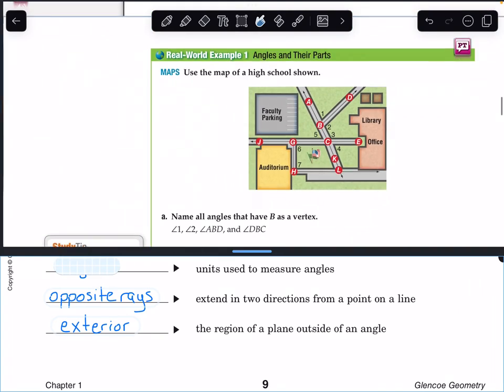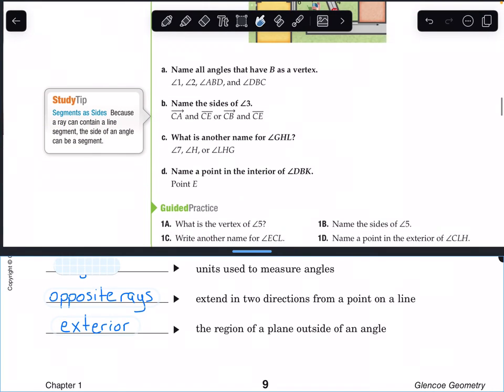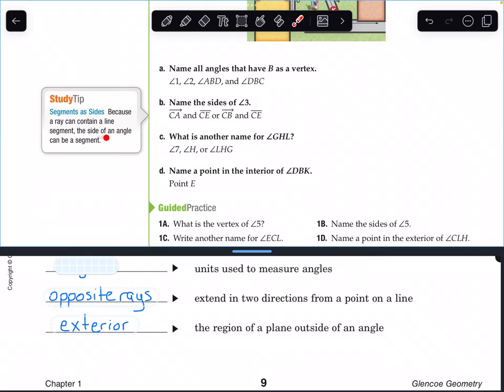All right, we will go through the examples in more detail in part 2 as usual. But note the study tip: a ray can contain a line segment. The side of an angle could then be a segment.